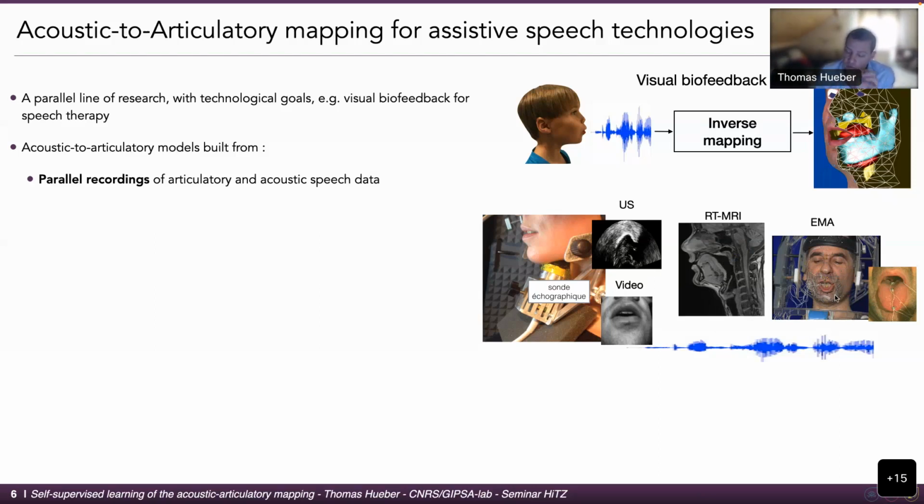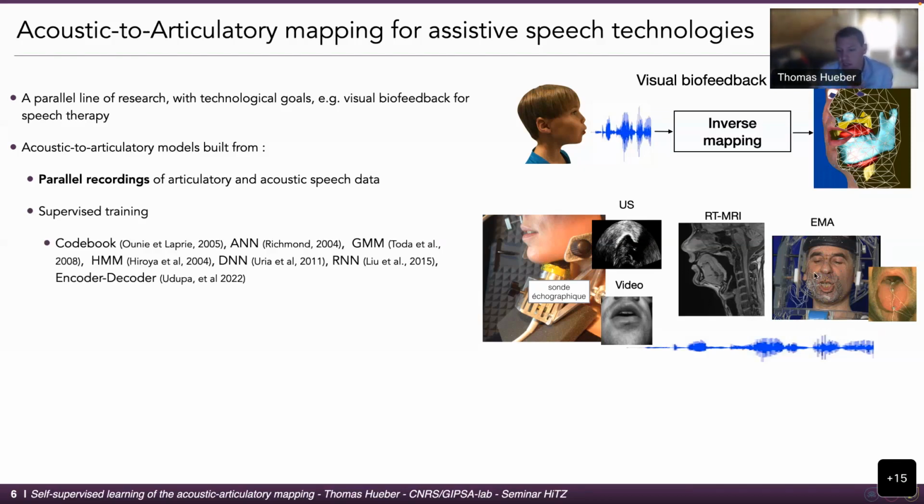And we put these coils and the subjects into a magnetic field. By measuring the current in these coils, we can recover the 2D or 3D position of the coils, with a pretty good temporal and spatial resolution. This is EMA. I will talk a bit more about EMA in the rest of the talk. EMA stands for electromagnetic articulography.